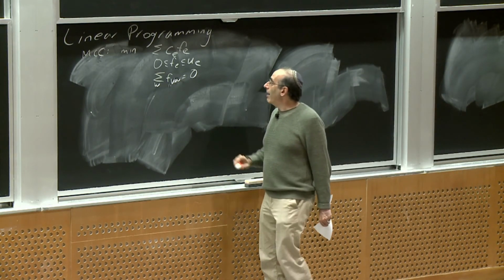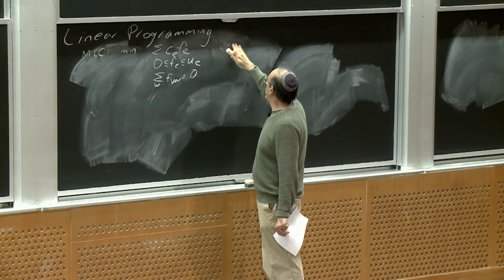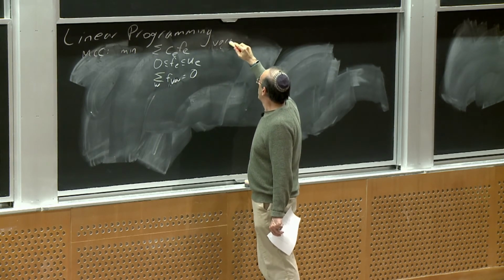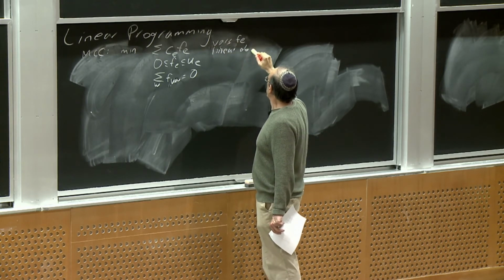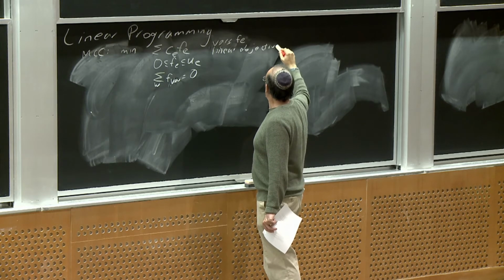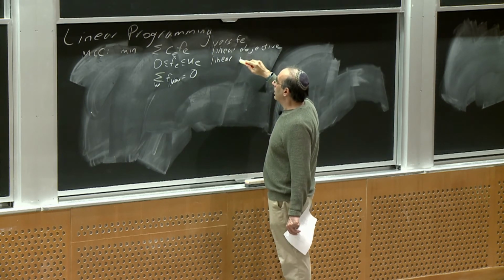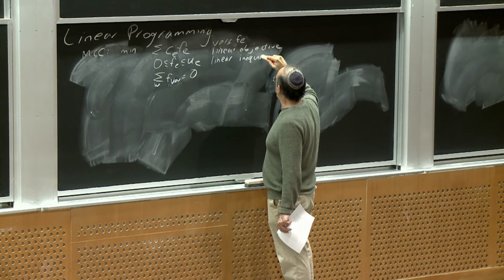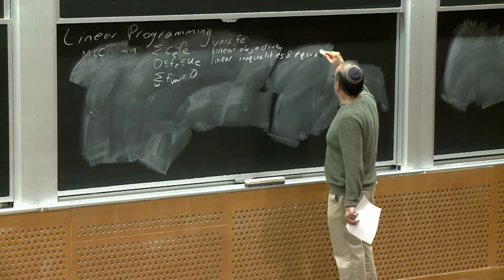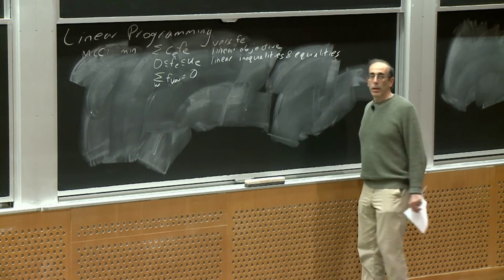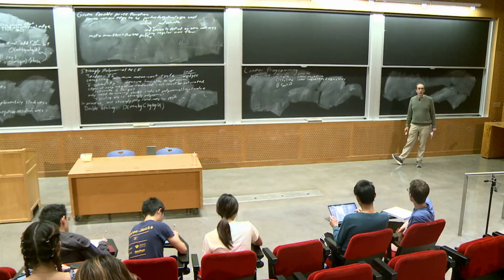So what do we have here? We have variables. We have a linear objective function. And we have a collection of linear inequality and equality constraints. And that completely defines the min-cost flow problem, right?